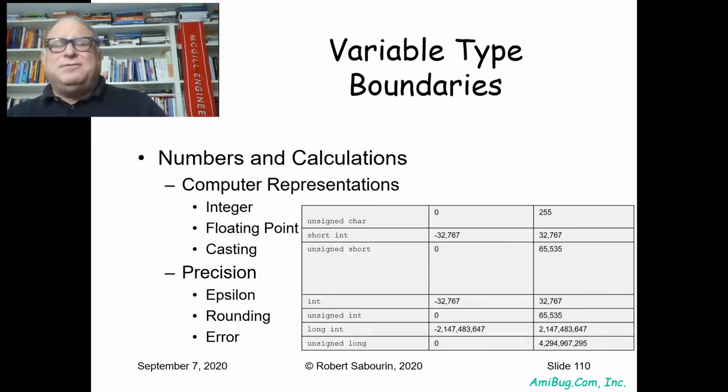We talked a little bit before about precision with machine epsilon. We know that for every type of variable, there are different ranges. Unsigned chars go between 0 and 255. Short ints between negative 32,767 and positive 32,767, unsigned between 0 and 65,000, etc. So these are all different ranges of values depending on the type.